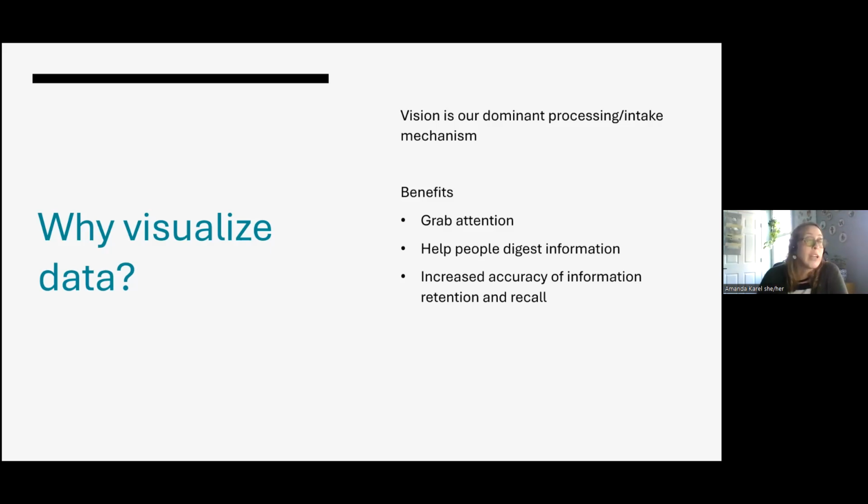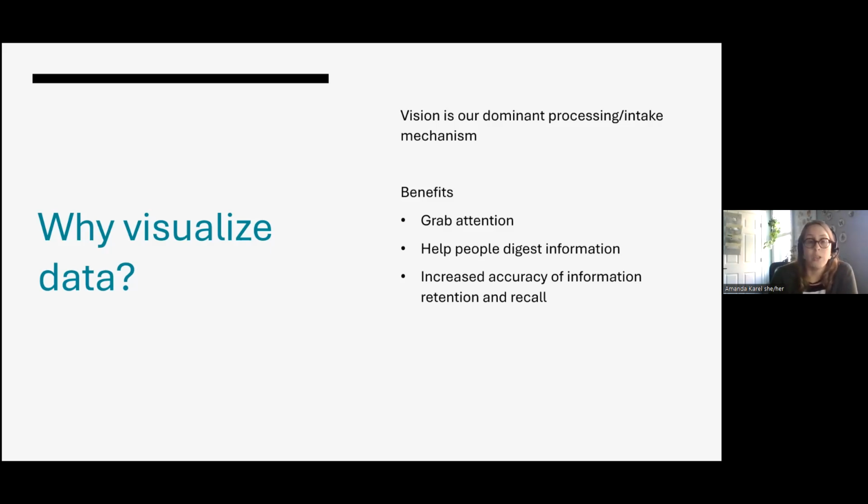In particular, graphic elements are really good at grabbing attention. Research has also shown that visuals can help people digest information because they are meant to be fast and easy to read. It's the direct opposite of a numbers-based table or a spreadsheet. Since visualizations can help people digest information, they can digest more information, which increases the likelihood that some of that information will be retained in their long-term memory. And what's more is visuals have been found to increase the accuracy of information retention and recall.